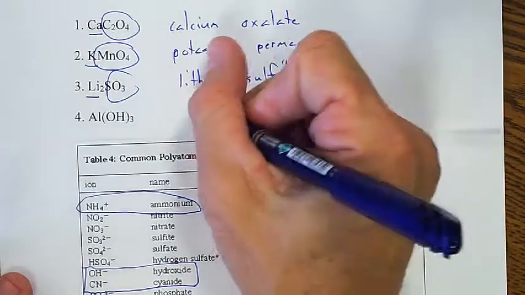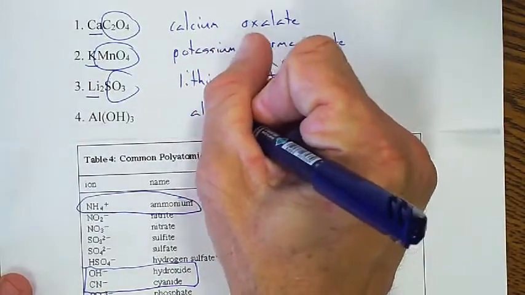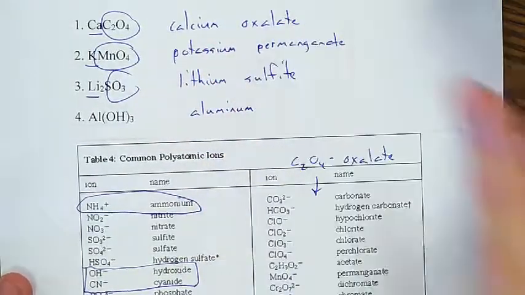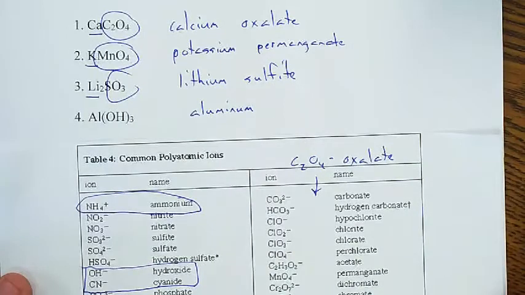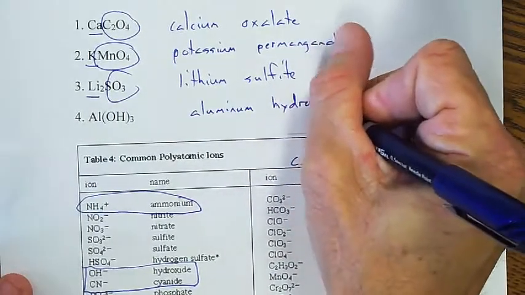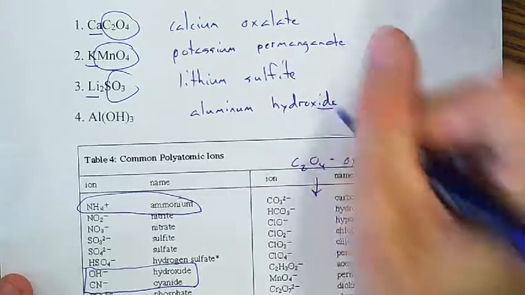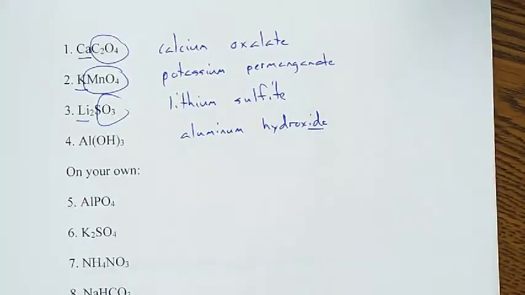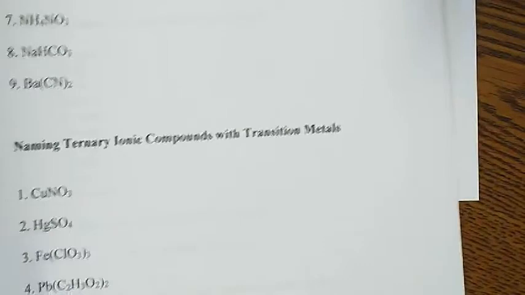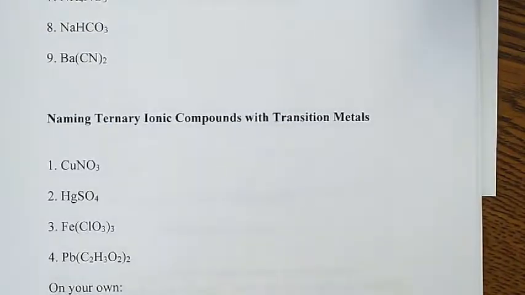Aluminum hydroxide there. Al is aluminum. Hydroxide is, again, one of the 2 polyatomics that ends in IDE. Do the rest of those on your own. Last thing here is naming ternary ionic compounds with transition metals.